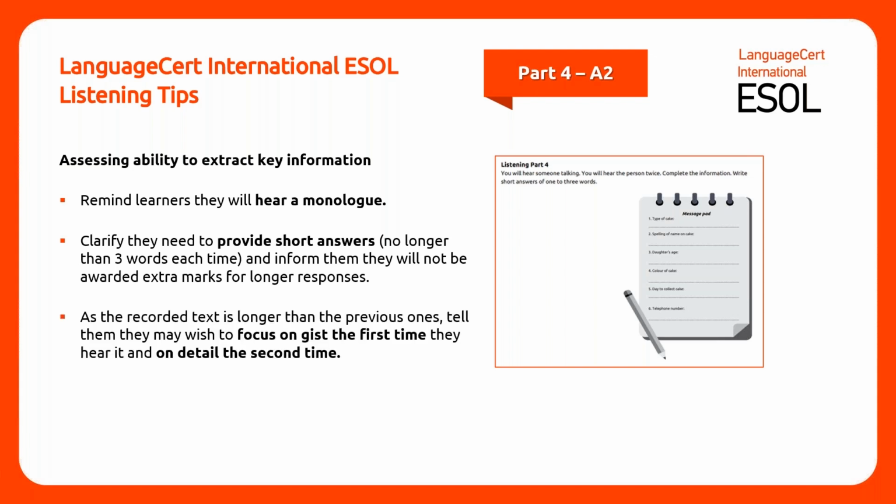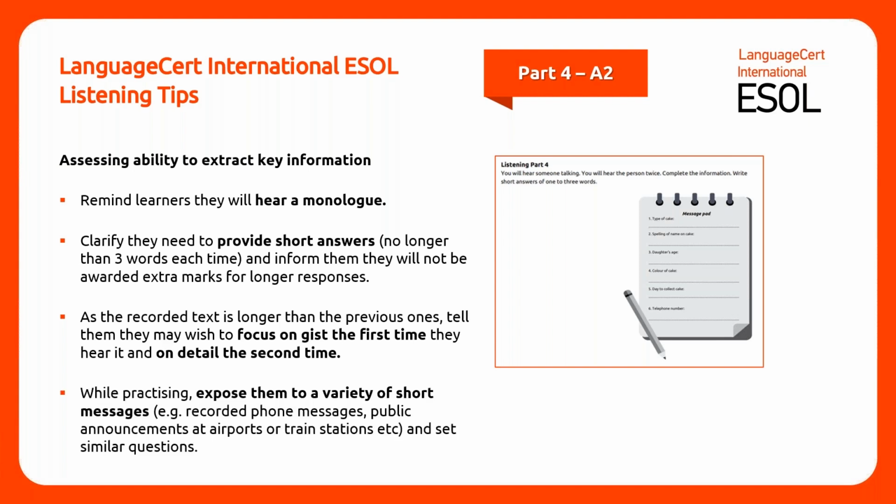As the recorded text is longer than the previous ones, tell them they may wish to focus on gist the first time they hear it and on detail the second time. While practicing, expose them to a variety of short messages. Examples include recorded phone messages, public announcements at airports or train stations, etc., and set similar questions.